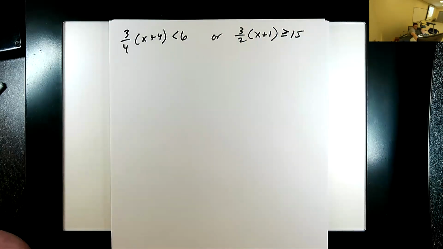Three-fourths times the quantity x plus 4 is less than 6, or 3/2 times the quantity x plus 1 is greater than 15. I will pause it so you guys can solve that.